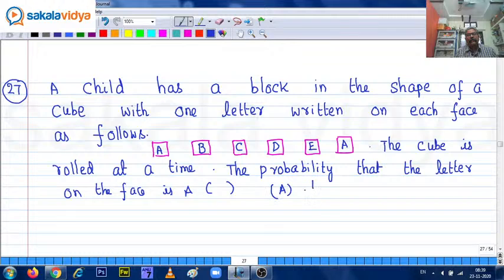Option A 1 upon 3, option B 1 upon 6, option C 1 upon 2, option D 1 upon 4. Shall you try this question?